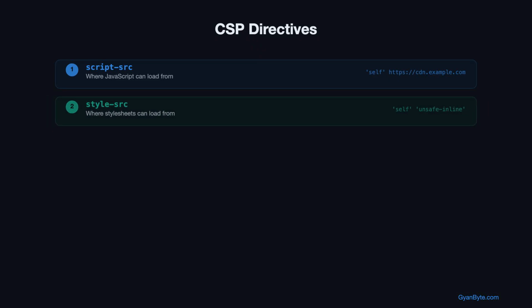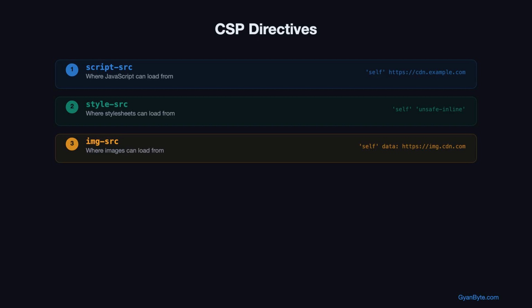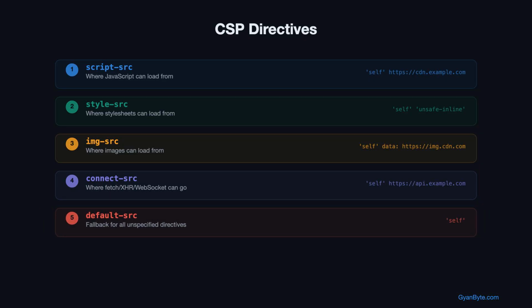A CSP header is made up of directives. Each directive controls one type of resource. Let's break them down. Script-src controls where JavaScript can load from. This is the big one for XSS prevention. Style-src controls style sheets. Img-src controls images. Connect-src controls fetch, XHR, and WebSocket connections.